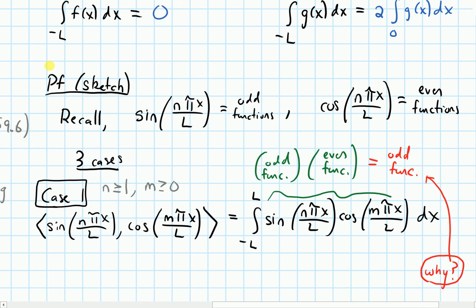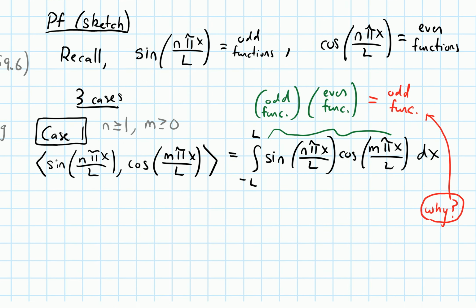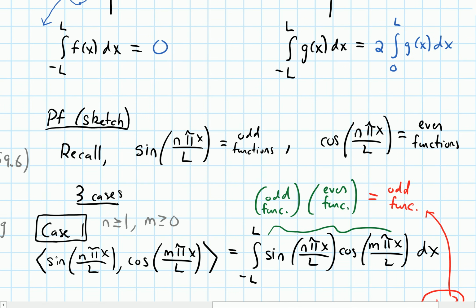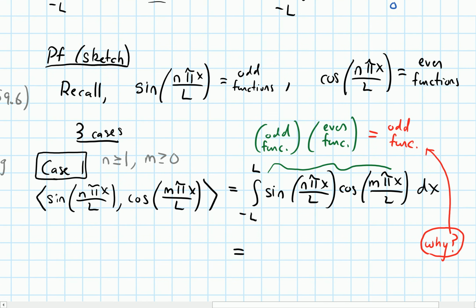All right, so we are integrating an odd function from negative L to positive L. So the integral of an odd function, we saw this above, from negative L to positive L, was just 0. So our integral here should just be 0. So that shows case 1 is true. If we take the inner product of a sine function and a cosine function, those are different things in our set, that's 0. We just showed it. That means the sines and the cosines are orthogonal to each other. But we still have two other cases.